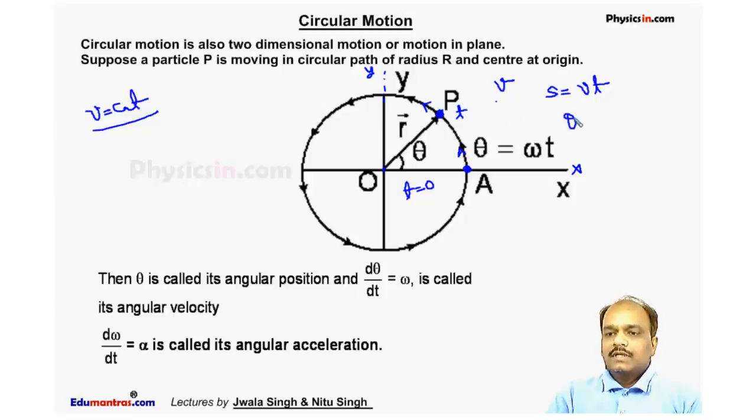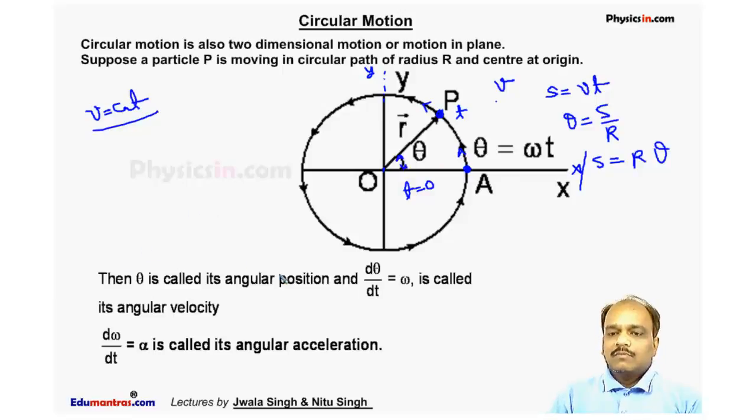From here we can say theta is equal to s by r. So s can be written as r into theta. s is the length of arc, r is the radius of the circle, and theta is the angle at any time t which this particle makes with the x-axis.